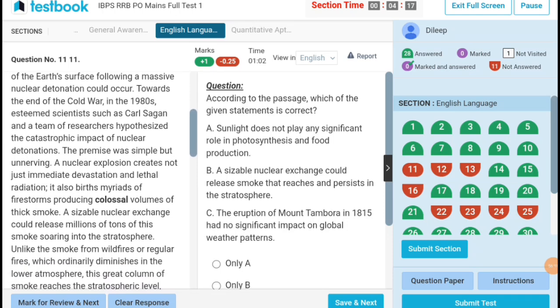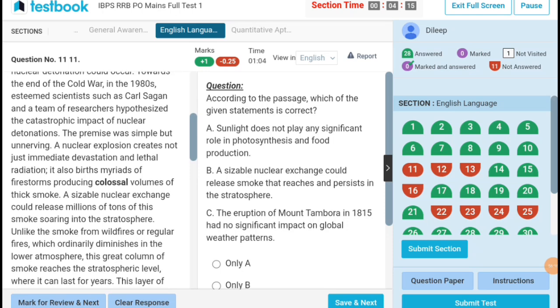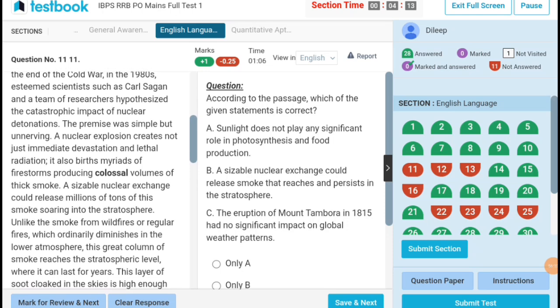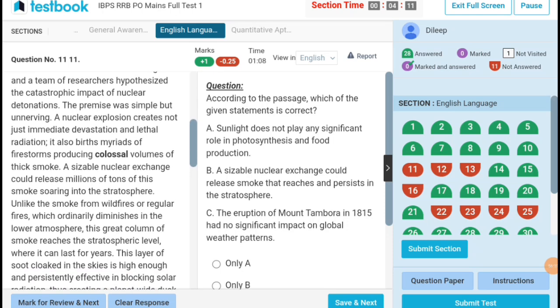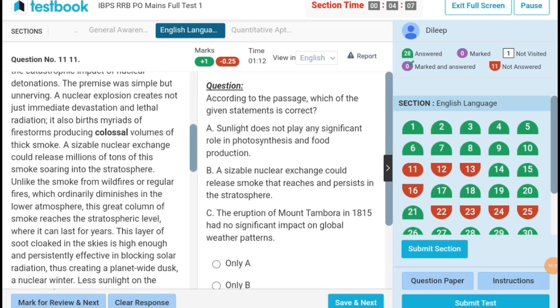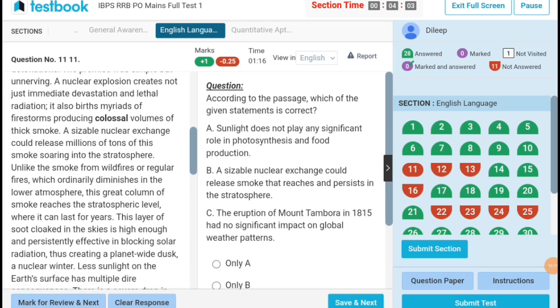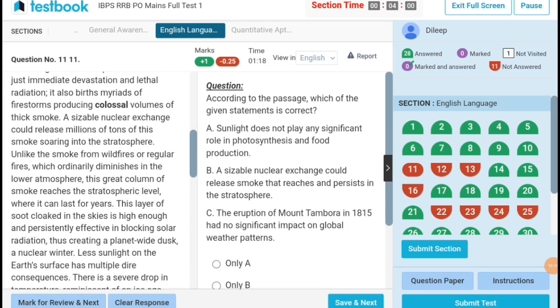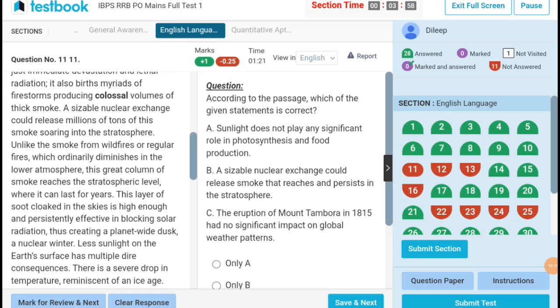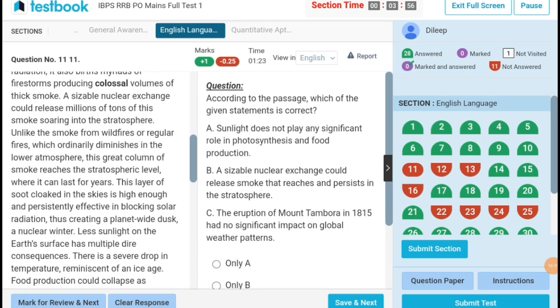Towards the end of the Cold War in 1980, esteemed scientists such as Carl Sagan and a team of researchers hypothesized the catastrophic impact of nuclear detonation. The premise was simple but unnerving. A nuclear explosion creates not just immediate devastation and lethal radiation, it also produces myriads of firestorms producing colossal volumes of thick smoke.